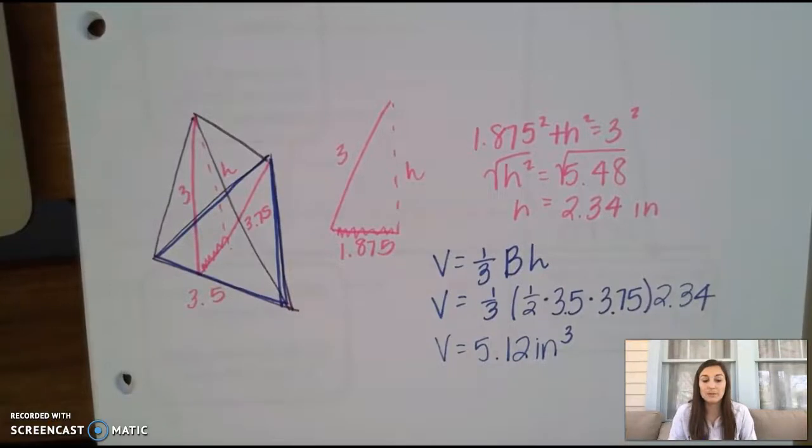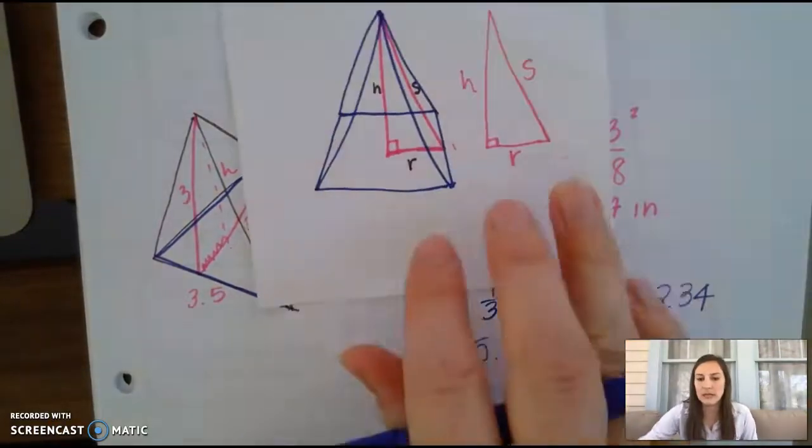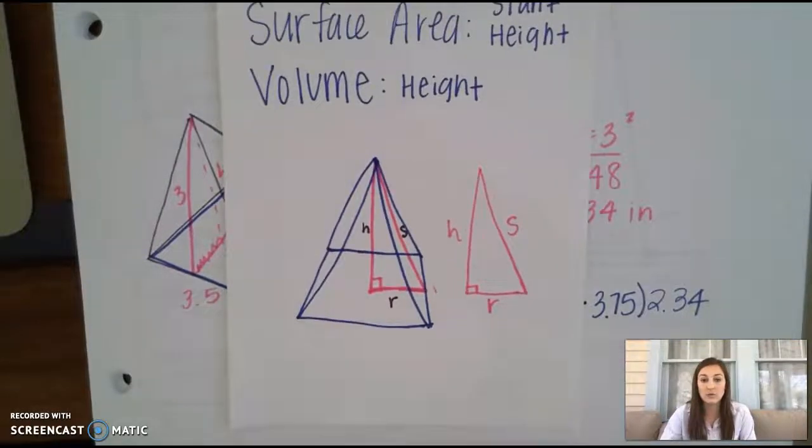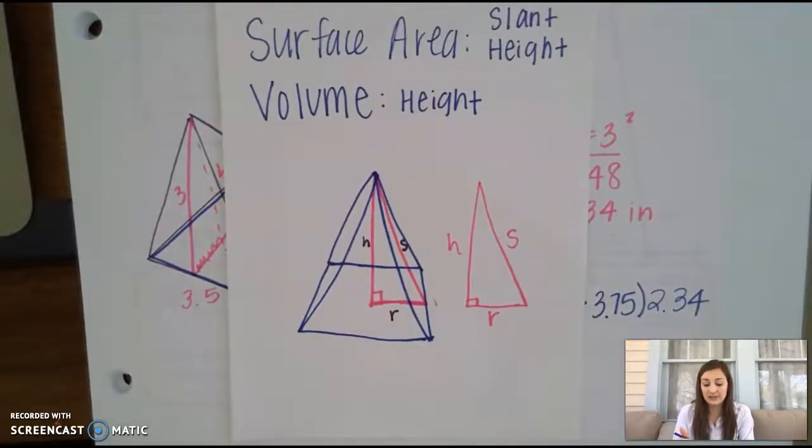Okay? So again, when we are looking at which do we need, slant height or the actual height of the object, slant height is for surface area and the height is for volume.